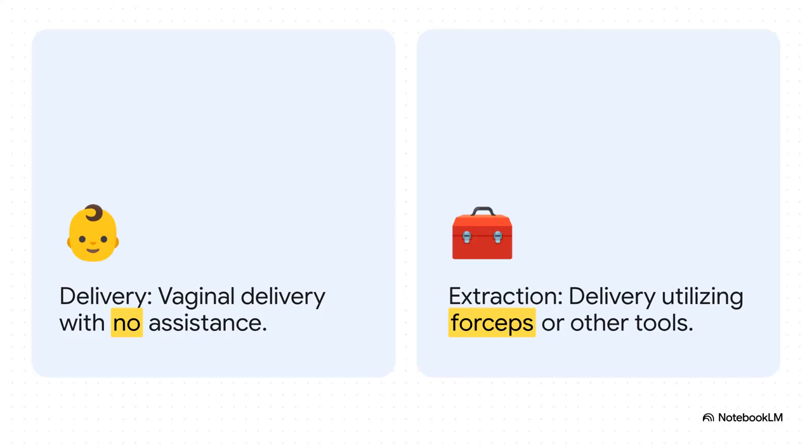And here is a fantastic example of that exactness in action. Even the birth process hinges on very specific details. A standard, completely unassisted birth is coded with the root operation delivery. But the very second a physician uses forceps or a vacuum or any other assisting mechanism, the code completely changes. It technically becomes the root operation extraction.